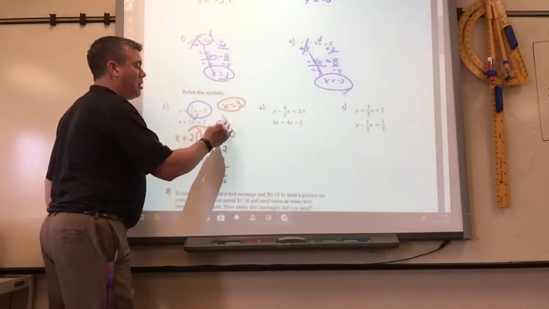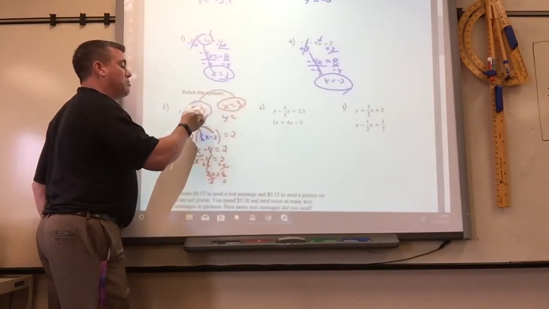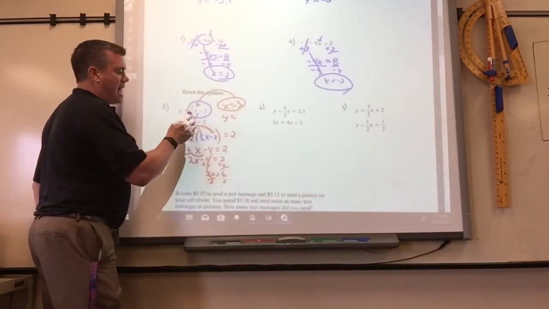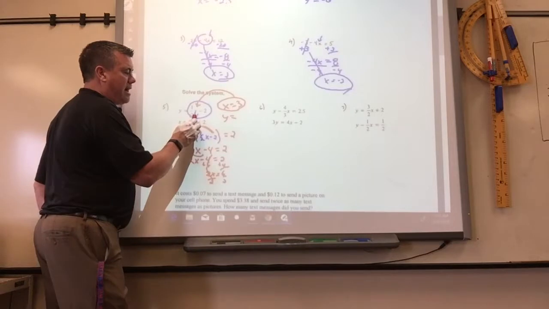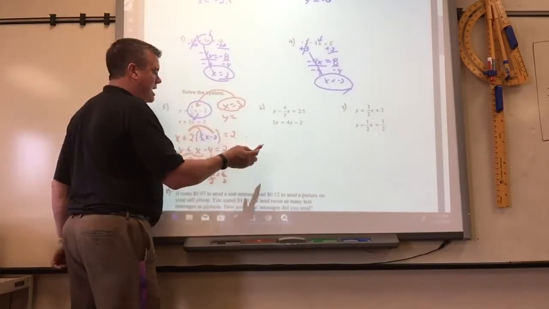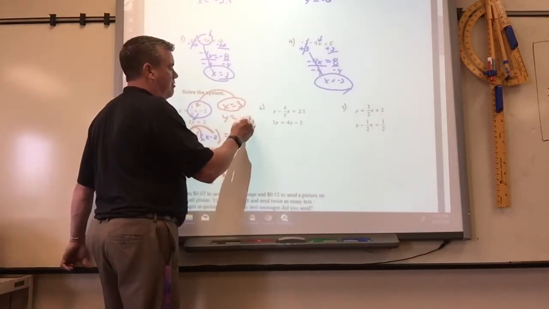Then, don't forget, you got to also find y. So all you do is you put x back in. A half of 3 is 1.5. Take away 2 is negative a half, or negative 0.5.